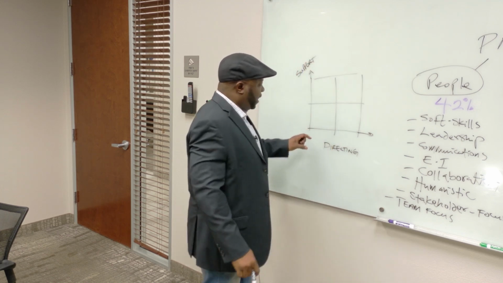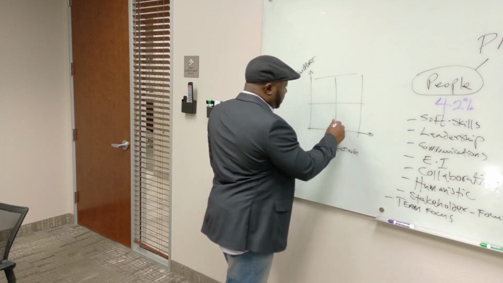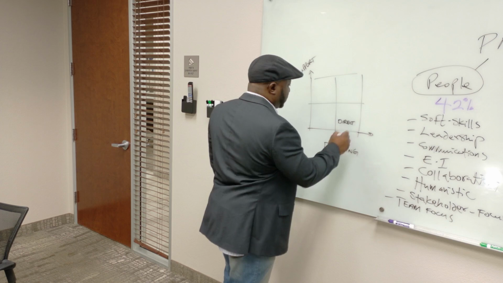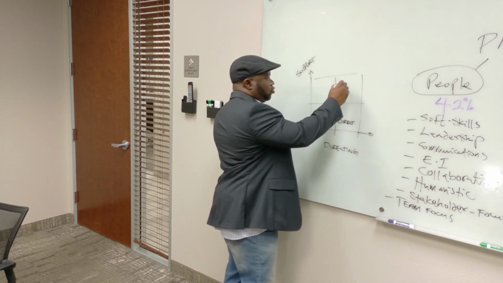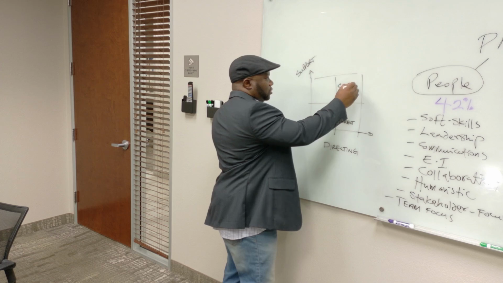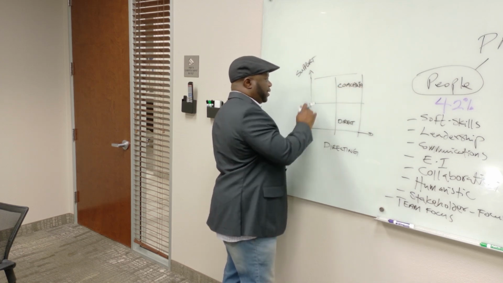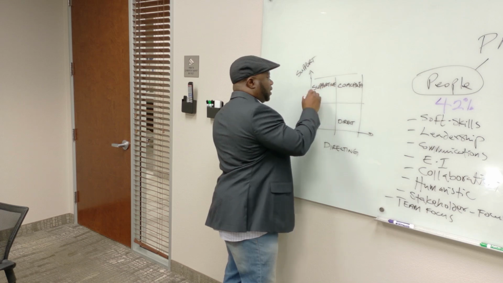So if you have a lot of directing but very little support, this is a directing style, right? If you have a whole lot of directing and a whole lot of supporting, this is a coaching style. If you have a whole lot of support but very little directing, we call this a supporting leadership style. Supportive, you could also call it participating.